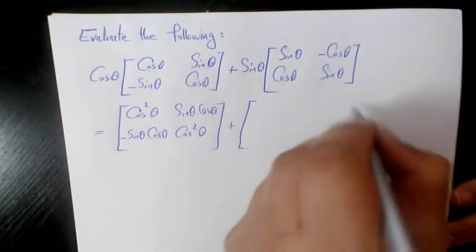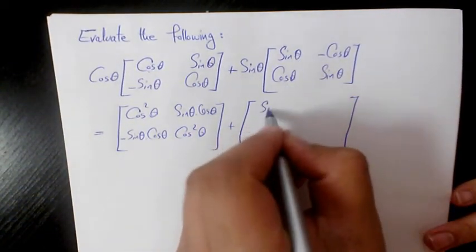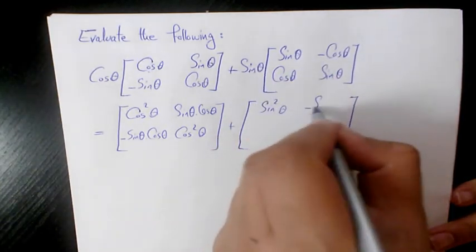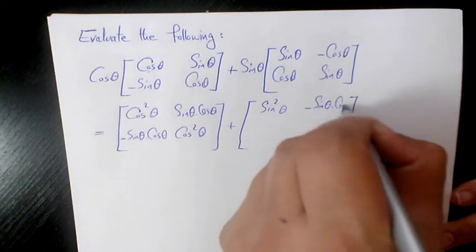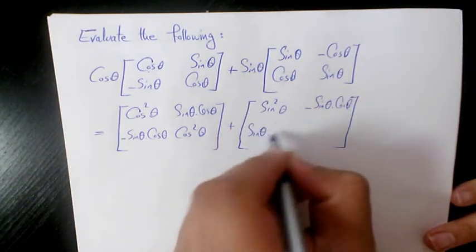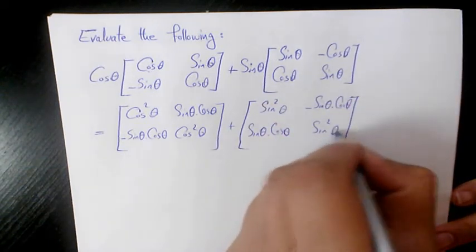Plus sine theta times sine theta is going to be sine square theta. Sine theta times negative cosine is going to be negative sine theta cosine theta. Sine times cos, sine theta cosine theta. And sine times sine, sine square theta.